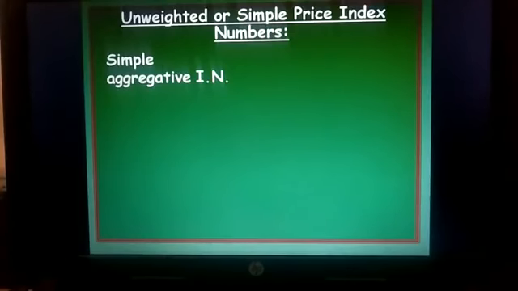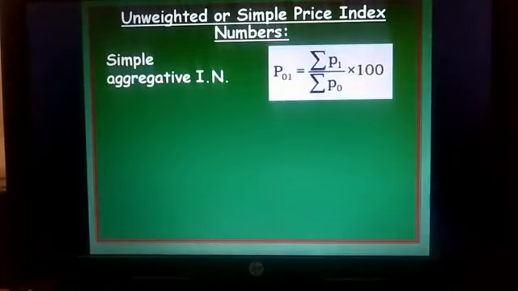So what is the formula for simple aggregative index number or simple aggregative price index number? P01. As I have already said, just index number, even if it is written also, it is indication of price index number. That's why capital P01. What is this notation? Capital P and subscript 01. This is price index number in current year, look at the cursor, in current year as compared to base year. That way, the indication as we already know.